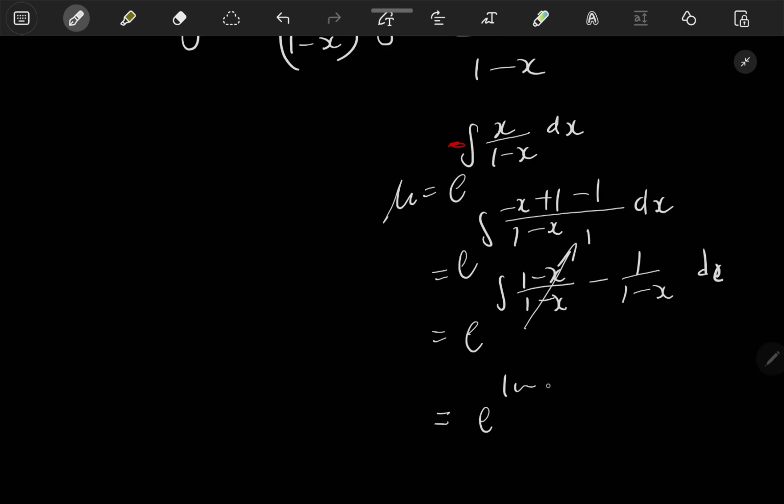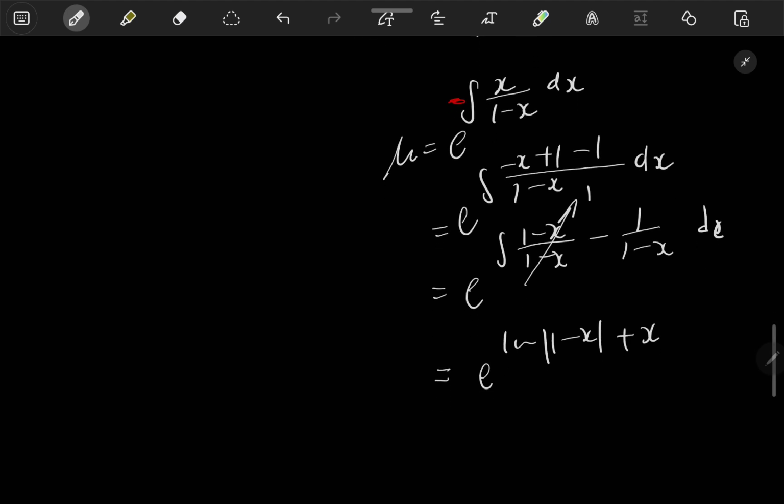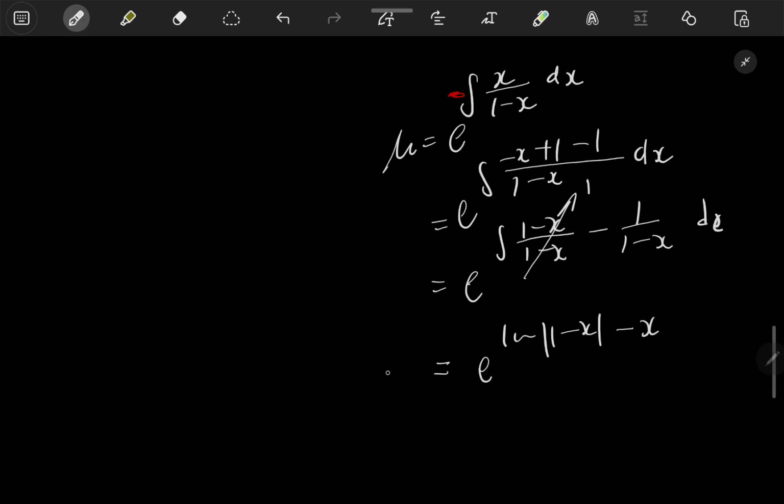We'll get ln|1 minus x|. Then I'm going to get, remember ln is supposed to get absolute value, plus x from this one, integrating just 1. So I think it needs to be negative. Yeah. Then now we have our mu.